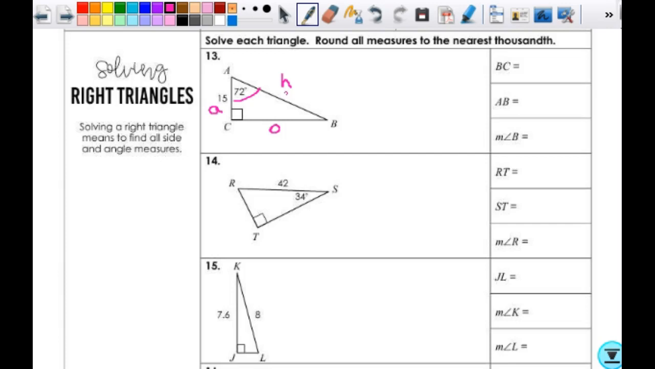Is that pretty easy to find? How can I find the measure of angle B? 90 minus 72. Now, I could add 90 and 72 and subtract from 180. That works too, but you don't need to because these two have to be 90. So the measure of angle B is equal to 180 minus 72. Not 180, dang it. I just said that and I had 180 on the brain.